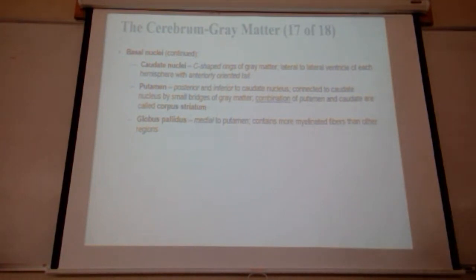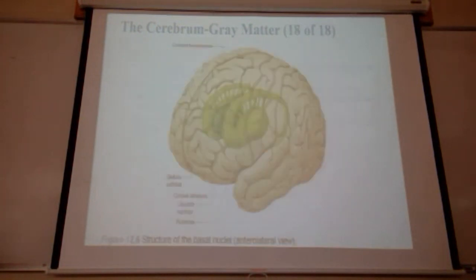And what does medial mean? Toward the middle, or to the inside, to the putamen. It contains more myelinated fibers than other regions.